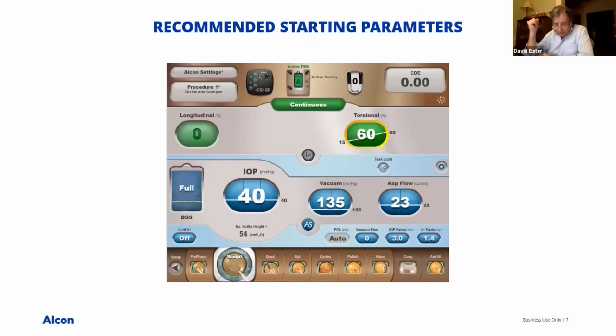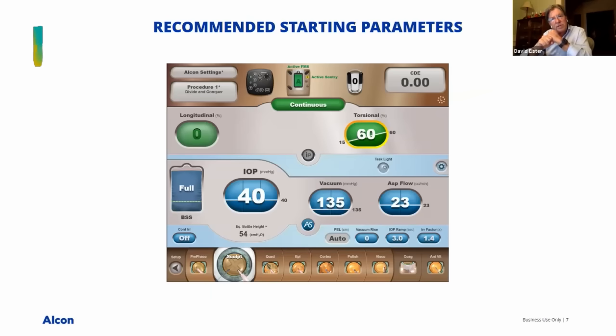So I promised to talk a little bit about parameters today, and I just want to point a few things out. Number one is if you're coming from other devices, please make sure on the Centurion that you use a little bit higher vacuum. The aspiration tubing is a little bit smaller. If in the past, let's say on Infinity, you used 80, you need to use a little bit higher vacuum because there's resistance with that small tubing.